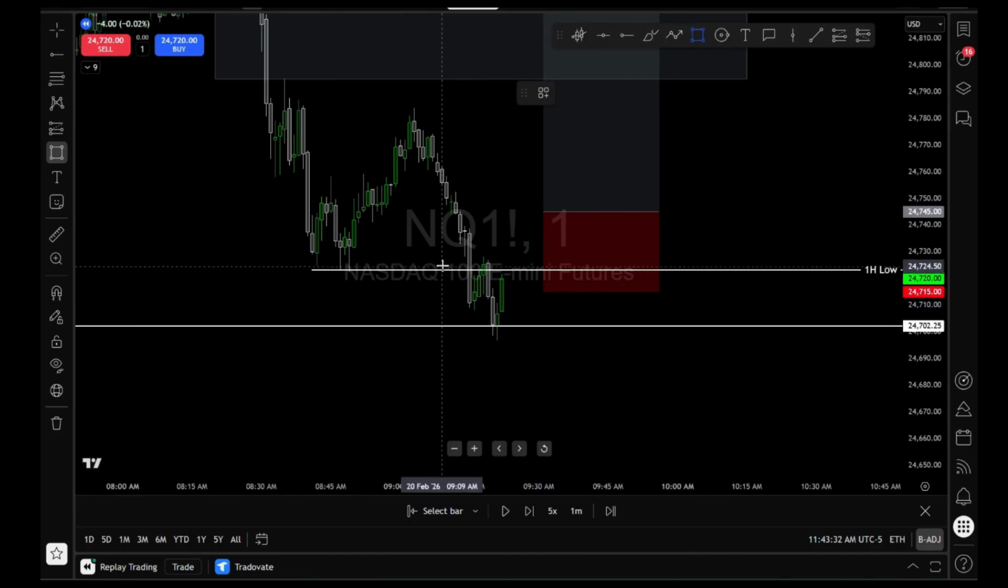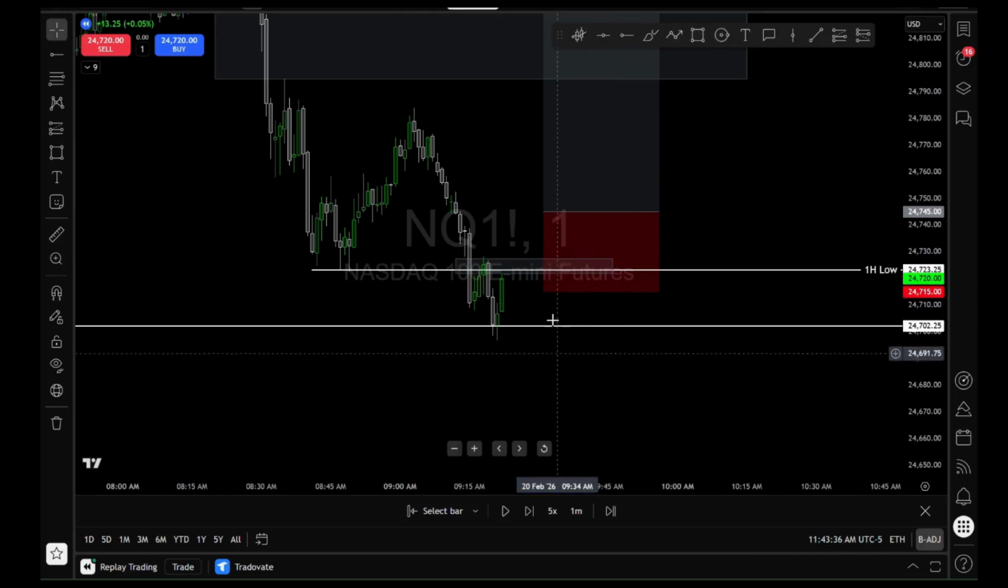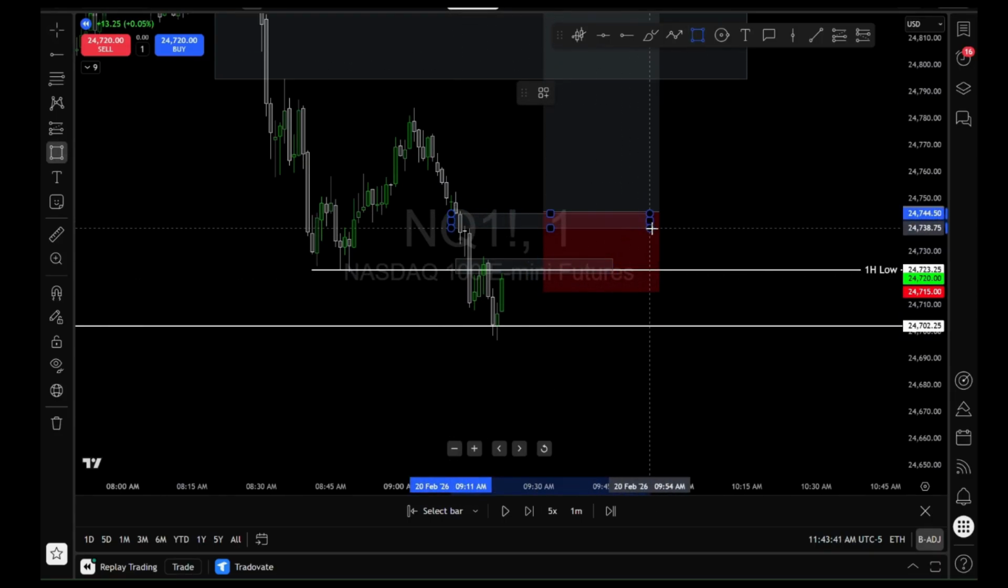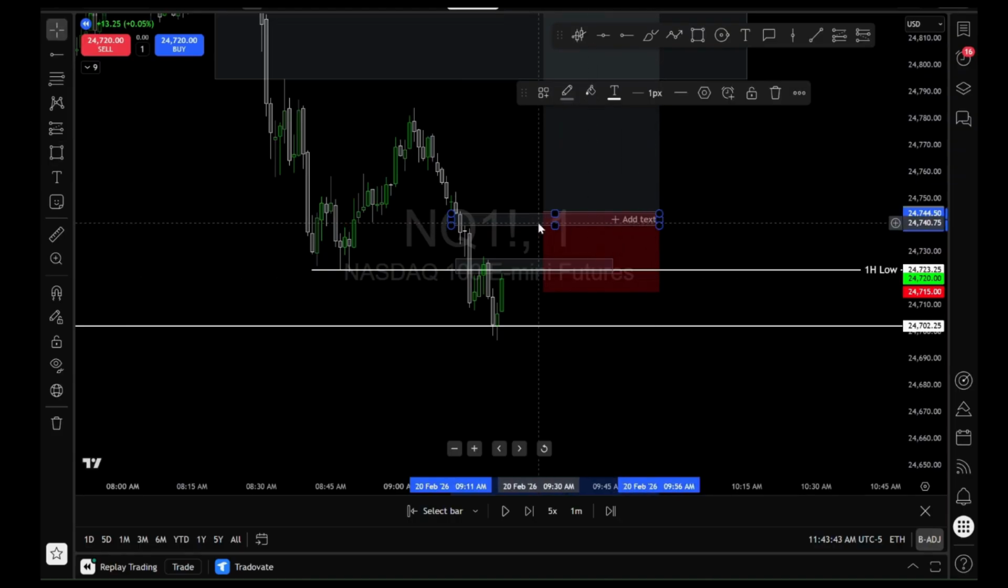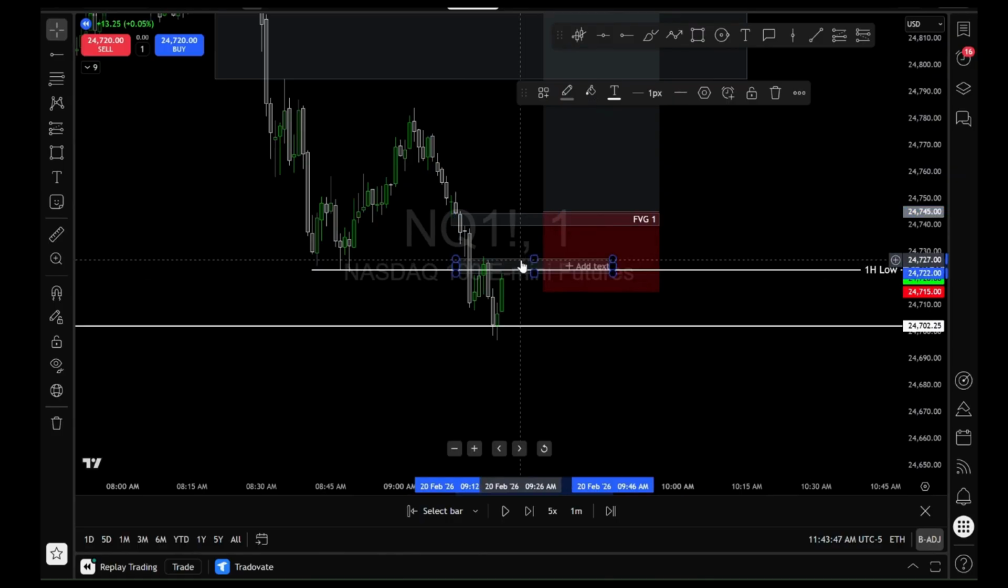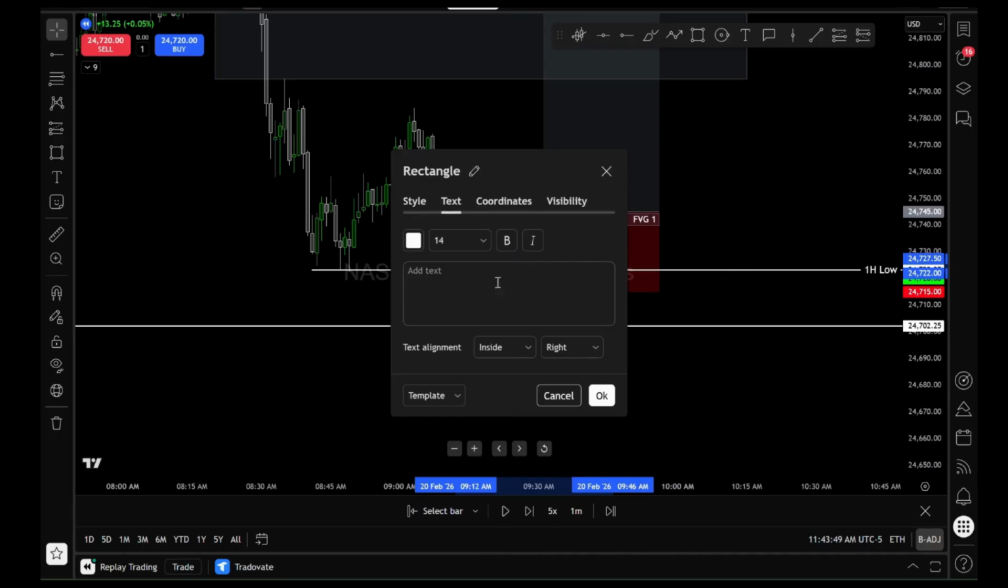And then we also have a 1 minute fair value gap right here. Okay, and then we also have another 1 minute fair value gap up here. Okay, so we'll go ahead and mark those 1 minute, mark that one, a 1 minute as well.